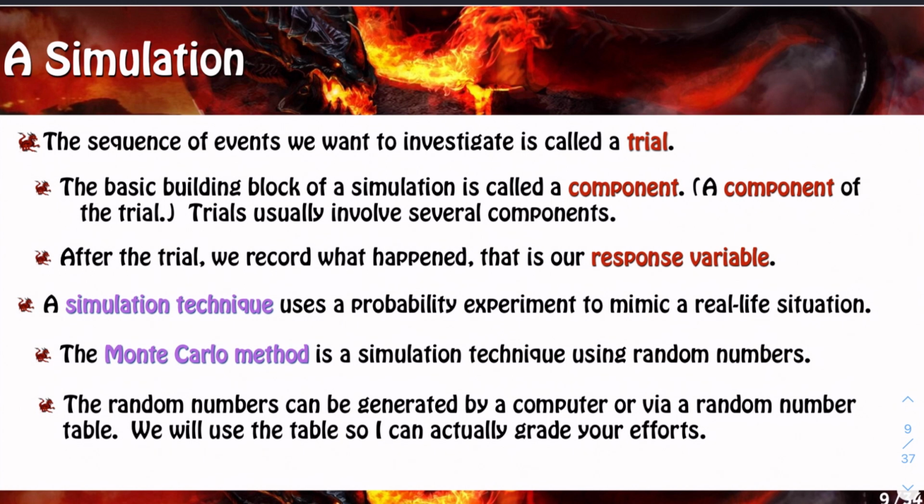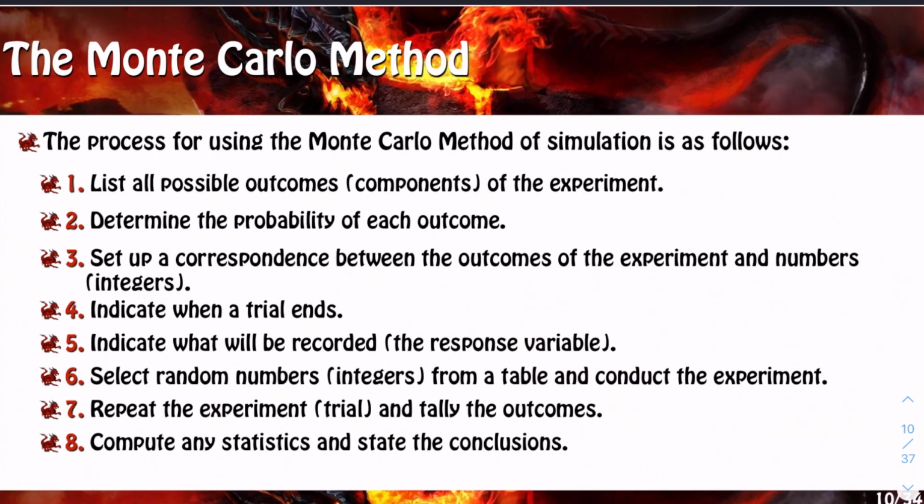They're going to provide you with a random number table, and it's up to you to describe the techniques that you want to use. So here's the process of the Monte Carlo method. It is as follows. 1. List all the possible outcomes. Those are what we call components of the experiment. 2. Determine the probability of each outcome.